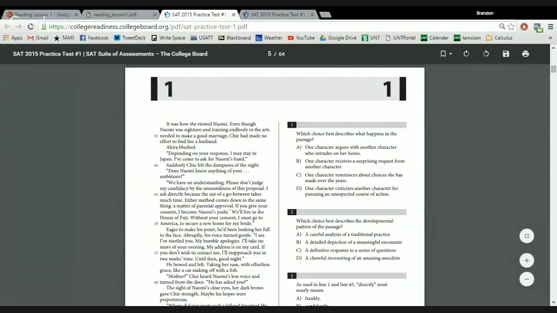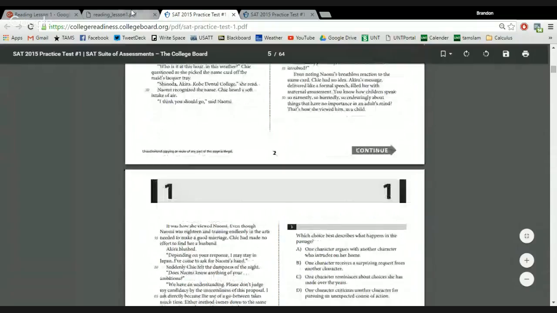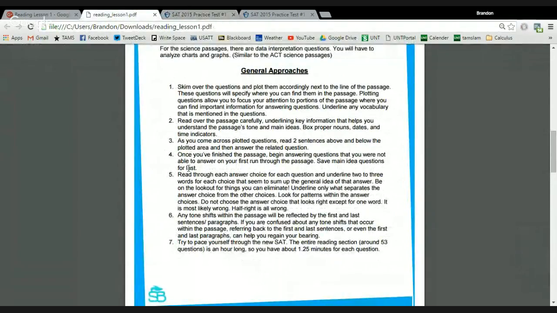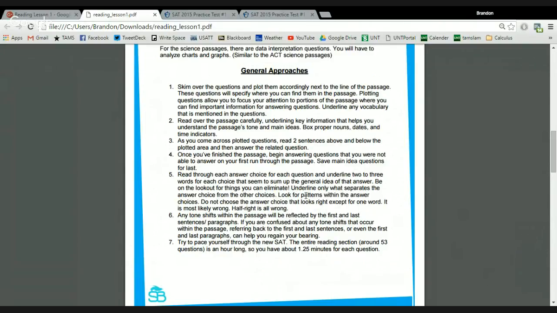So, okay, so now we move on to the next tip. So, read through each answer choice and each question and underline 2 to 3 words. Oh wait, we just did that. My bad. Then for number 6, any tone shifts within the passage will be reflected by the first and last sentence of the paragraph.